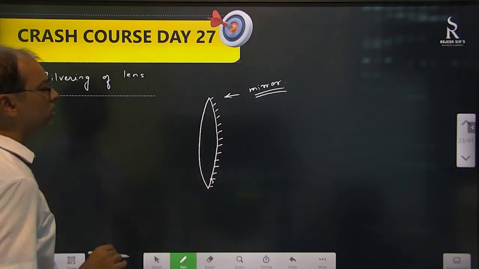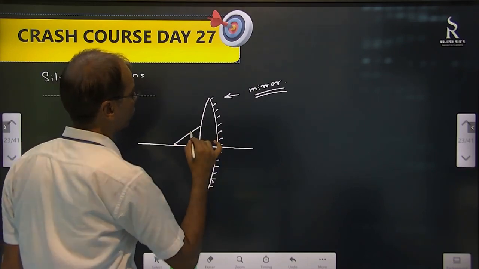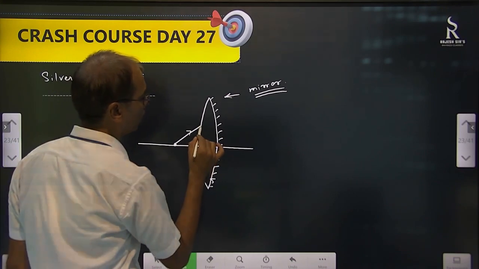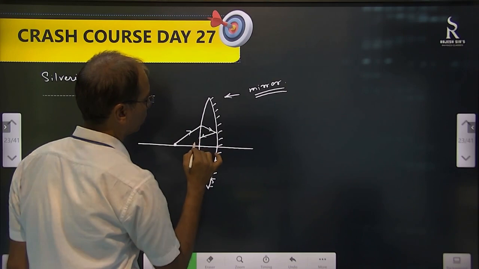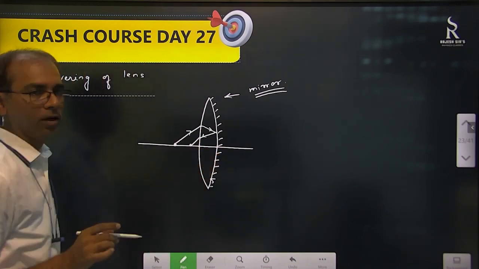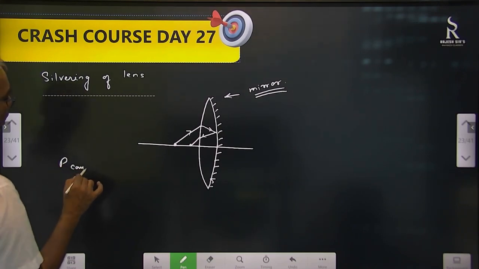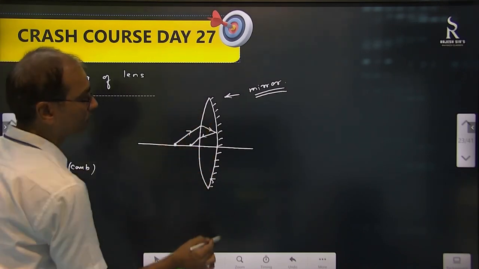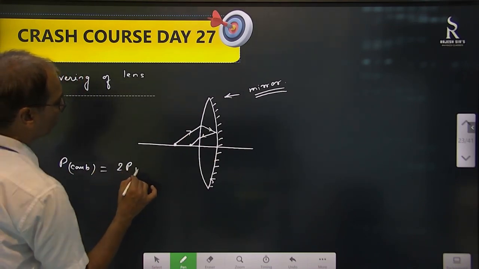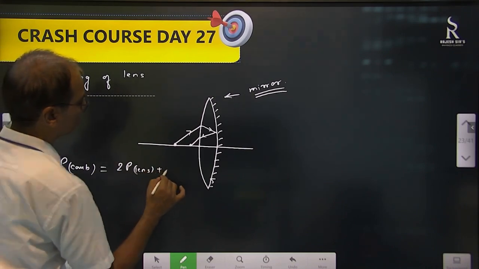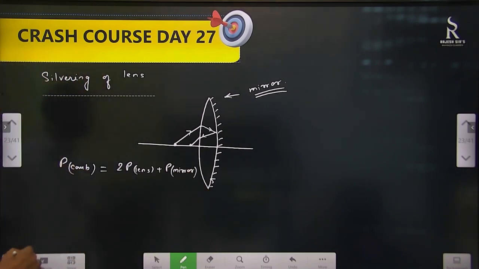But the ray which is coming in, what will happen? It will be refracted from the first surface, then it will be reflected from here, then again it will be refracted from here. So two refractions and one reflection are happening. So in this case we talk about power of the combination. Why combination now? Because this is a mirror. It is actually 2 times power of lens plus power of mirror.